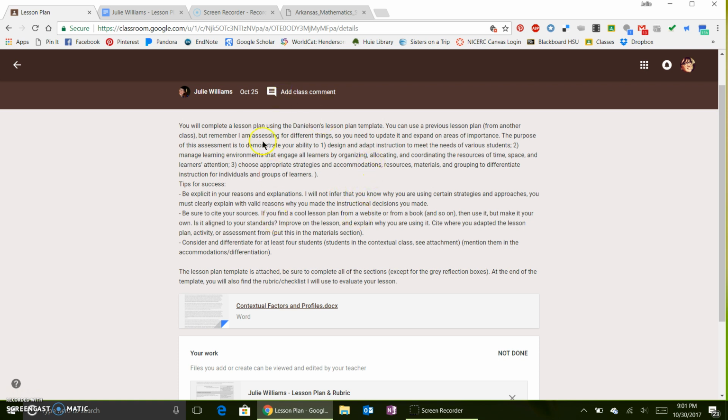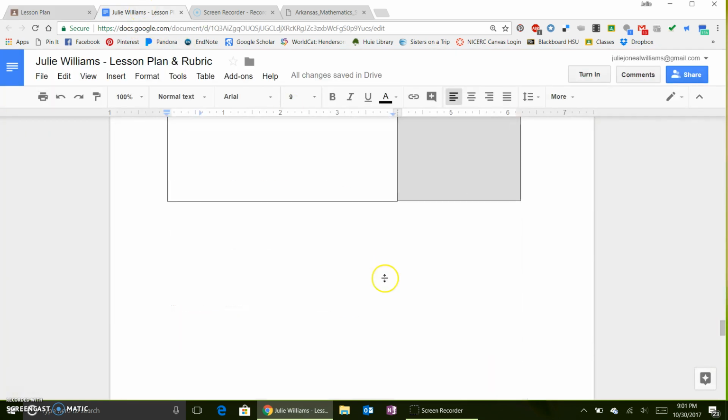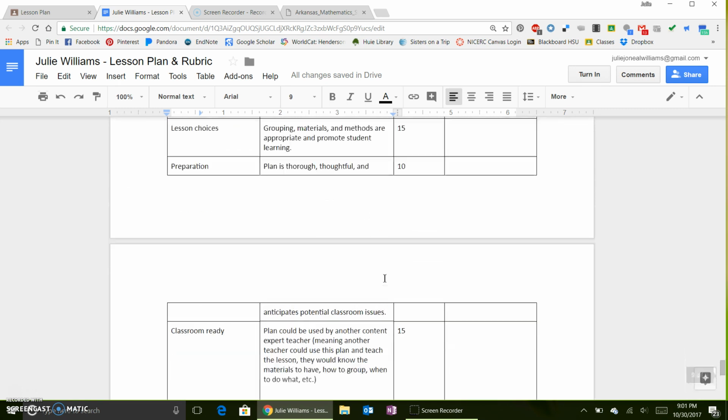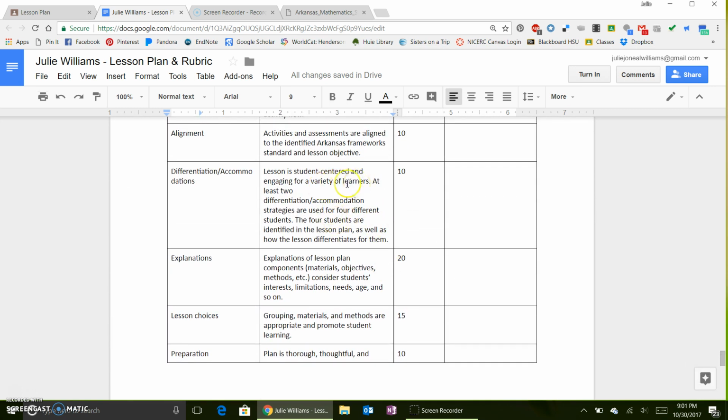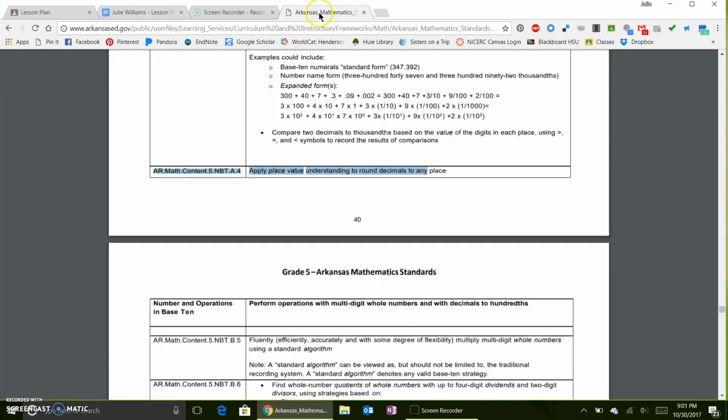Adapt, and we're probably going to have to go to the rubric. Down here, differentiation: at least 2 different differentiation or accommodation strategies are used for 4 different students. You may be accommodating or differentiating in the same way for a couple of students, but at least 4 students need to be differentiated for.